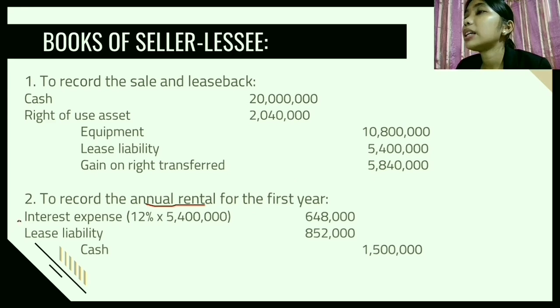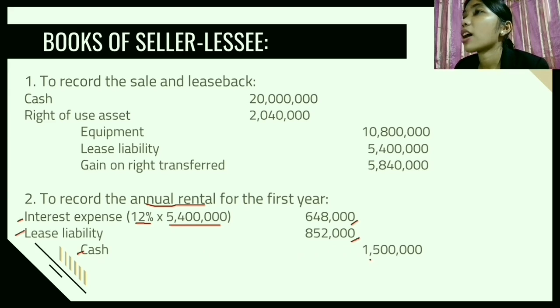So, to record the annual rental po natin for the first year, yung ating ide-debit is yung interest expense and yung lease liability. Yung ating interest expense ay nakuha natin by multiplying the implicit interest rate of 12% multiplied by our lease liability of 5,400,000 pesos kanina, and makukuha po natin amount is 648,000 pesos. Yung ating lease liability na i-debit natin is 852,000 pesos.